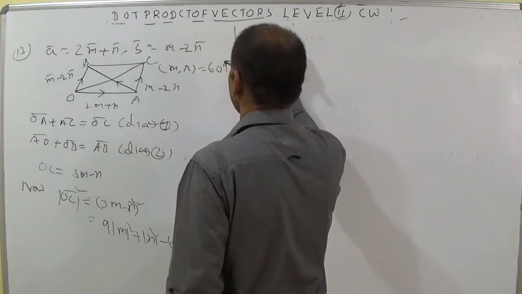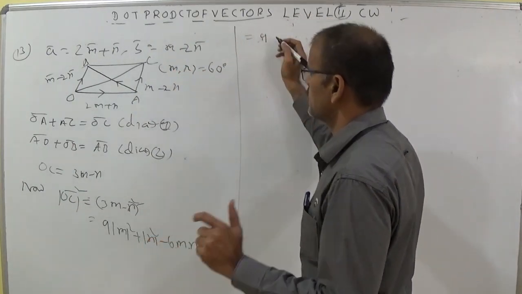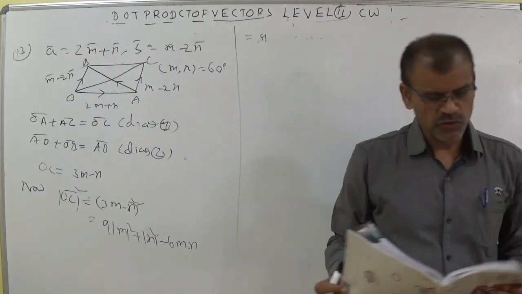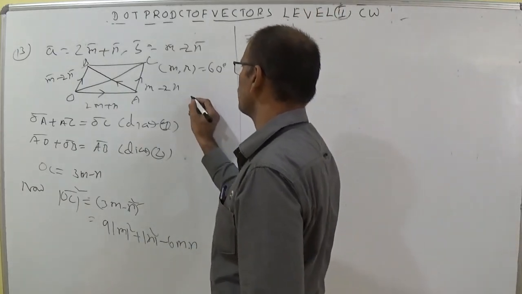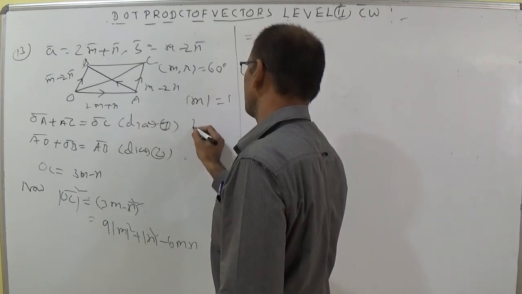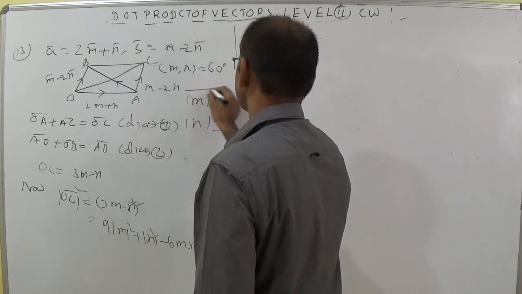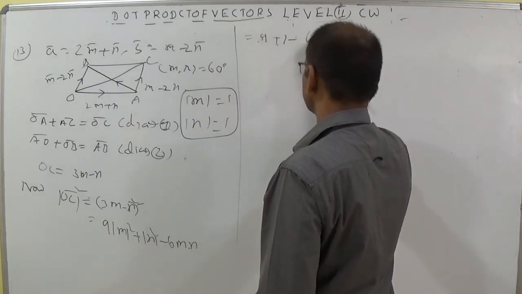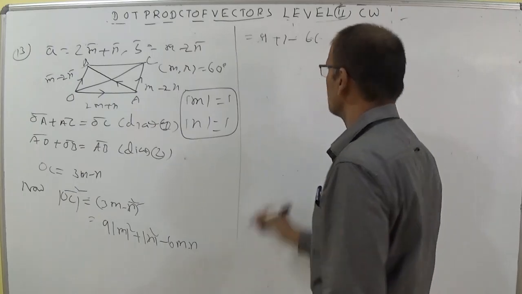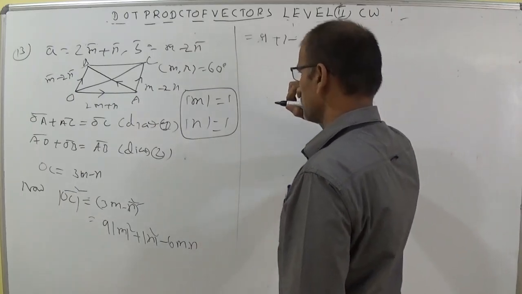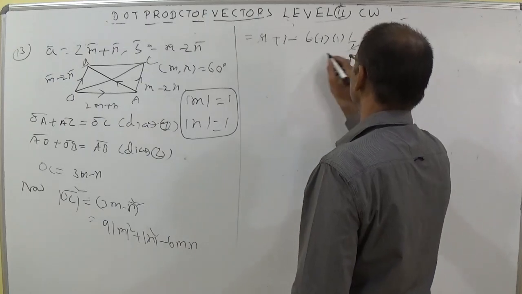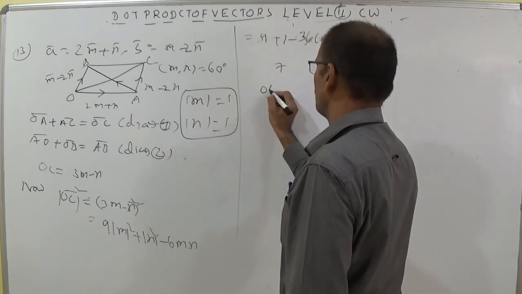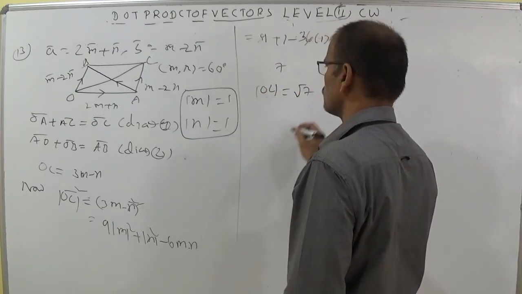That is equal to 9 into mod m square. Did he discuss the magnitude? Let us see. The angle between unit vectors m and n is given. Mod m is equal to 1 and mod n is equal to 1. This is the data he has given. So 9 into 1 is 9, plus 1, minus 6 into m dot n, that is mod m into mod n into cos theta. This is 6 into 1 into cos 60, I mean 1 by 2. So it becomes 3. 10 minus 3 equal to 7. Now OC equal to root 7.